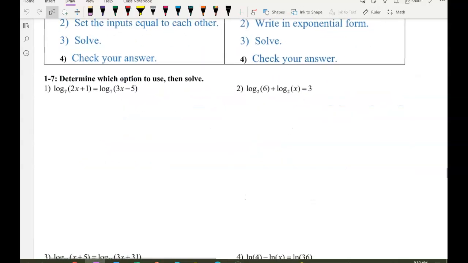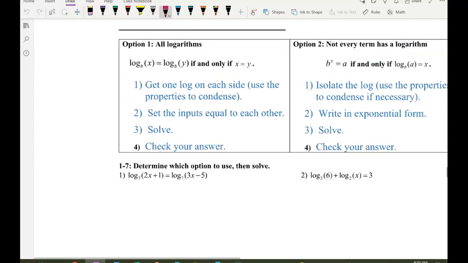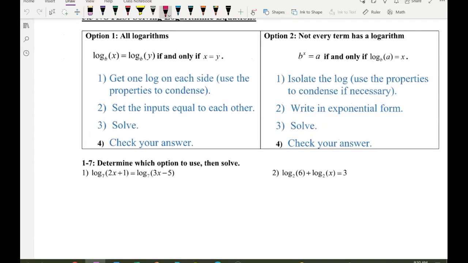Example 1 says log base 7 of 2x plus 1 equals log base 7 of 3x minus 5. All right, guys, do we have one log on each side? Yes, so this is option number 1. Based on that, it says get log on each side. Yes, we do. Check. Remove it. Number 2, set the inputs equal to each other.